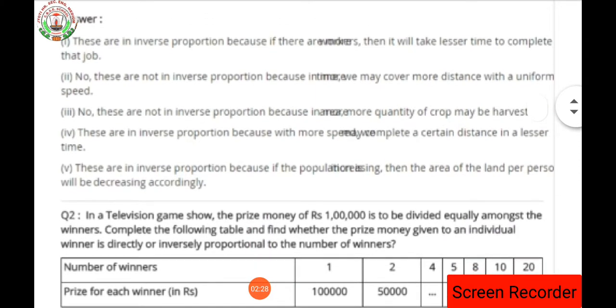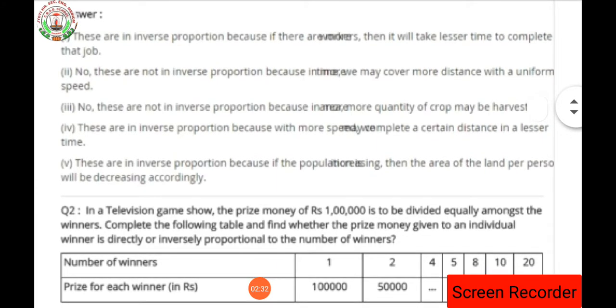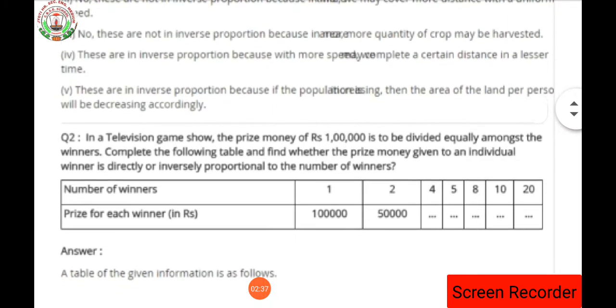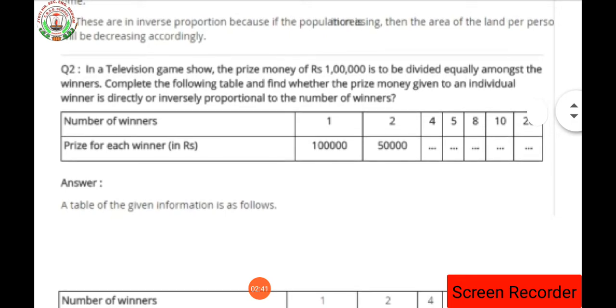Third, no, again it is not inversely proportional. The fourth part is inversely proportional, and the fifth part is again inversely proportional. So in the first question there is not much to explain, it is a theory type question.